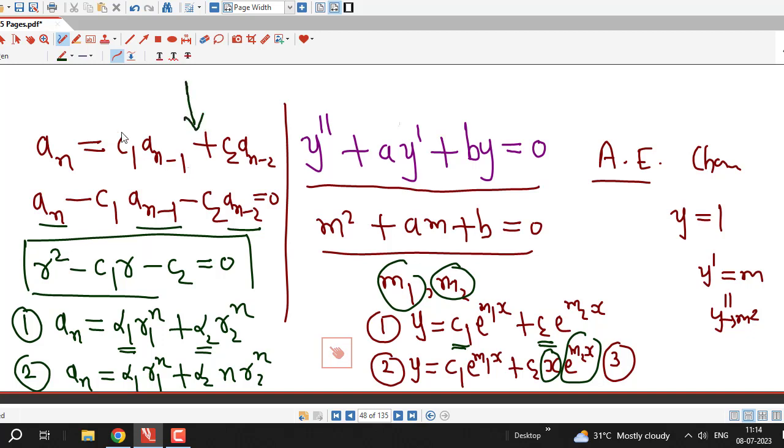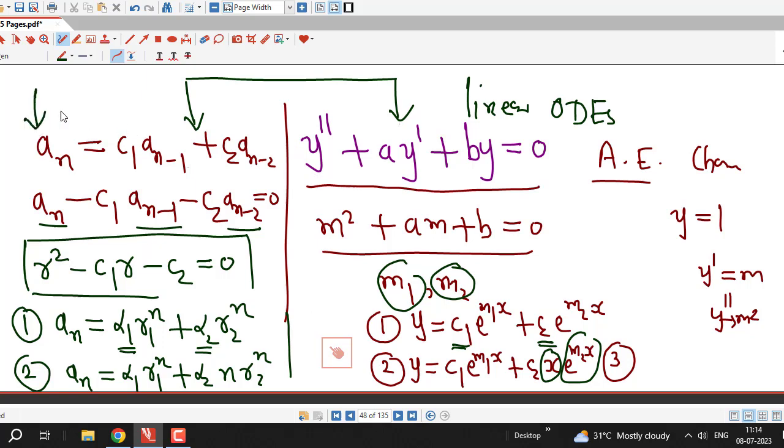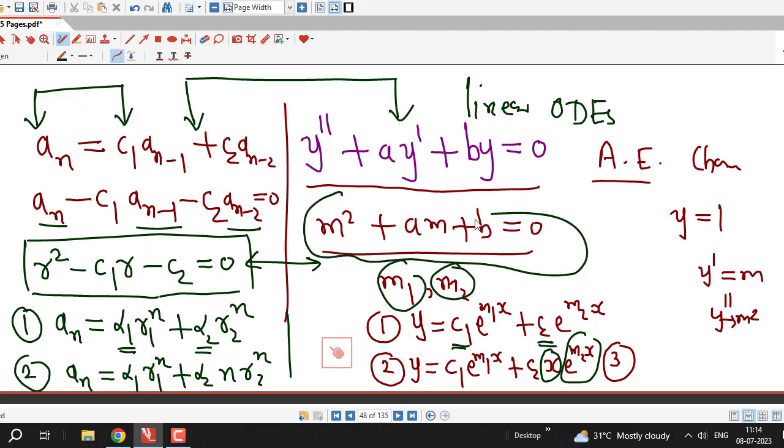So this theory of solving linear recurrence relations goes parallel to the theory of solving linear ordinary differential equations with constant coefficients. Both are analogous to each other. I am explaining this so that you can be comfortable with the method of solving linear recurrence relations with constant coefficients, and the method is analogous to the method of solving linear ordinary differential equations with constant coefficients.